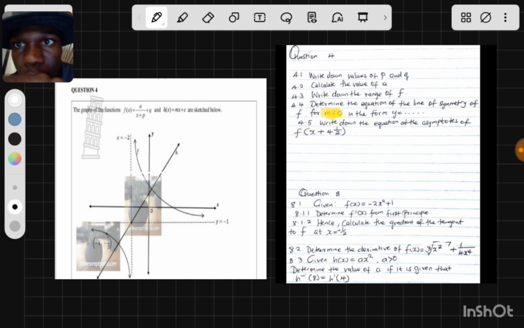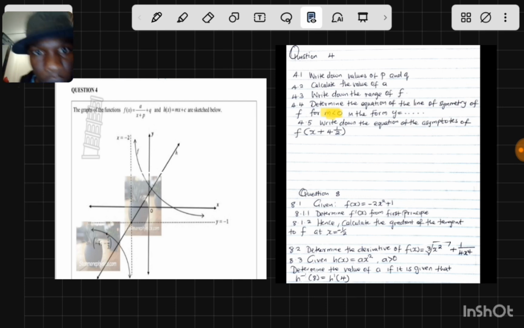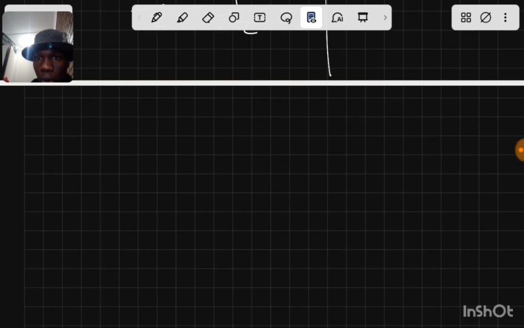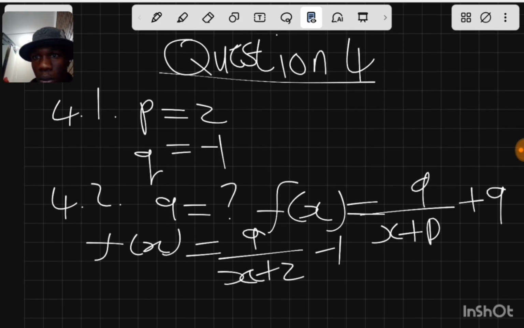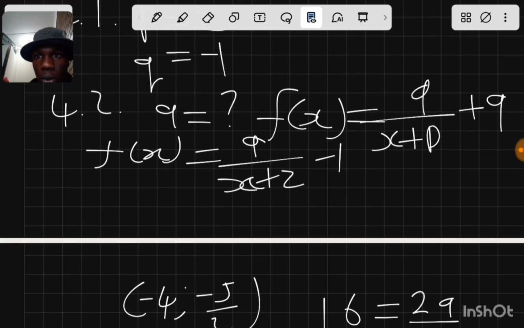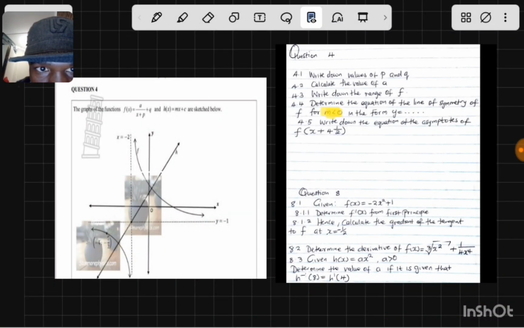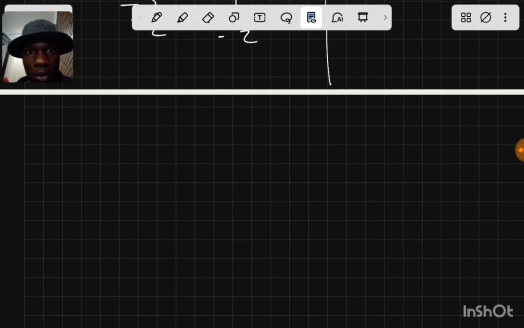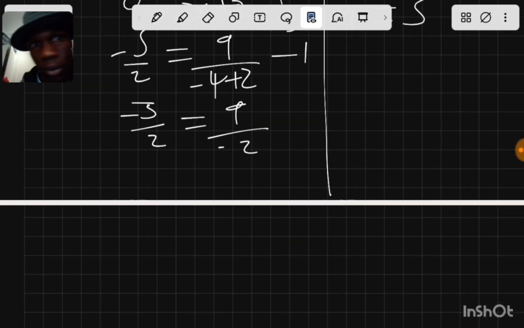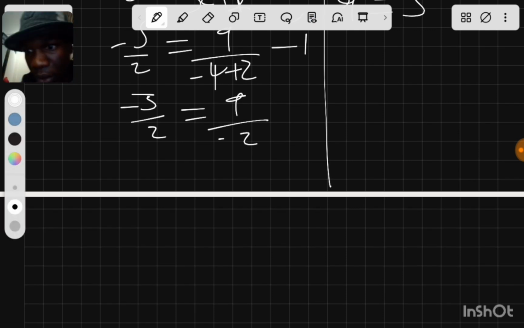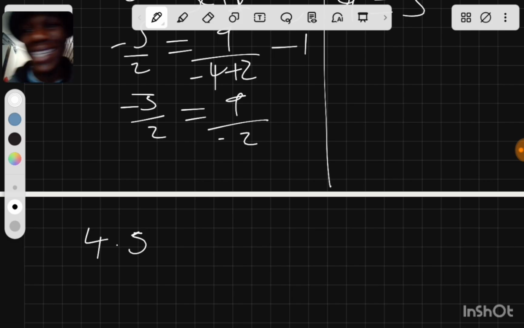It's 4.4. Let me check. Maybe we're coming for 4.3, right? That was the range, sorry. Now we're coming for 4.3. They want the range. What is the range, guys?